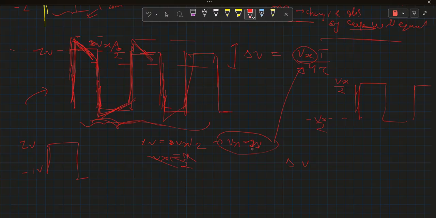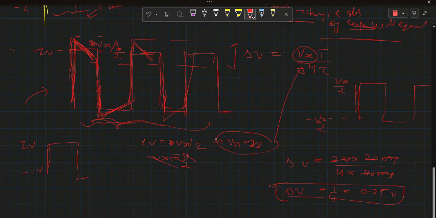And what is the ripple value? Ripple value is 2 volt and time period is 20 millisecond, over 4 into 40 millisecond. Millisecond to millisecond is cancelled. We get 1 by 4, which is 0.25 volt. Okay, this is the ripple voltage. So we also calculate the ripple voltage.